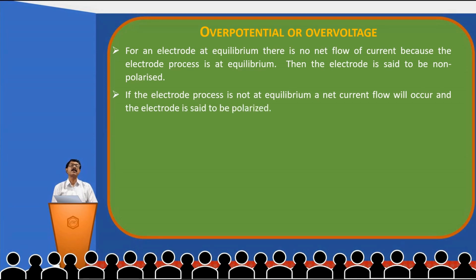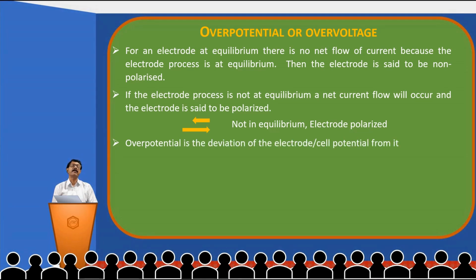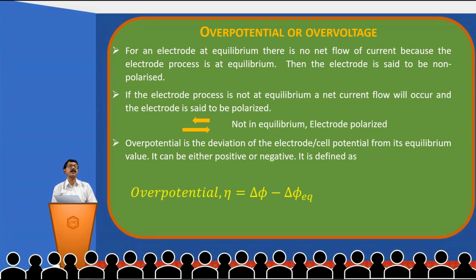Now, the deviation of electrode or cell potential from its equilibrium value is called overpotential or overvoltage. It is defined as eta equals E minus E equilibrium. It can be either positive or negative. When we say potential, we actually mean potential difference. We usually use delta E or delta phi to represent potential difference. For a non-spontaneous cell reaction to occur, an overpotential must be applied. The extent to which the reaction is driven beyond the equilibrium potential is given by E minus E equilibrium.